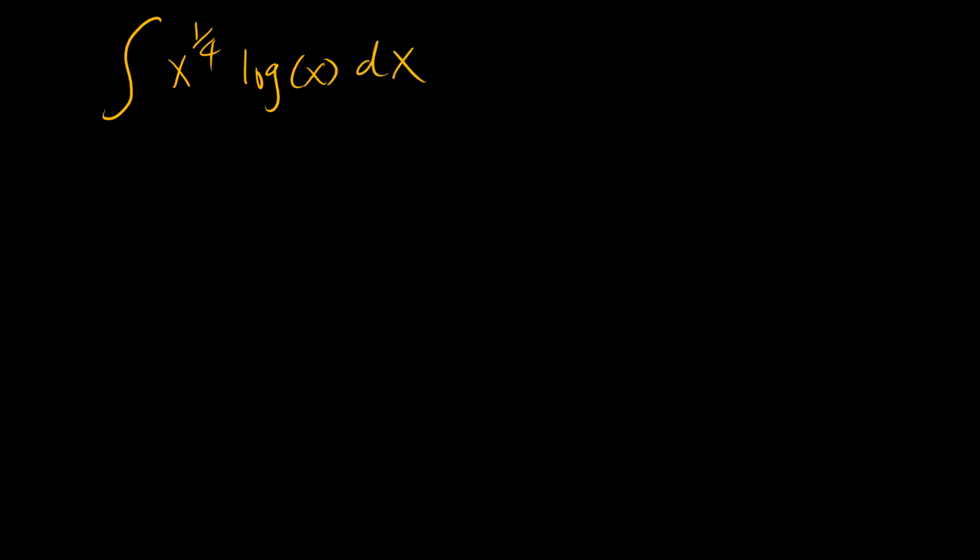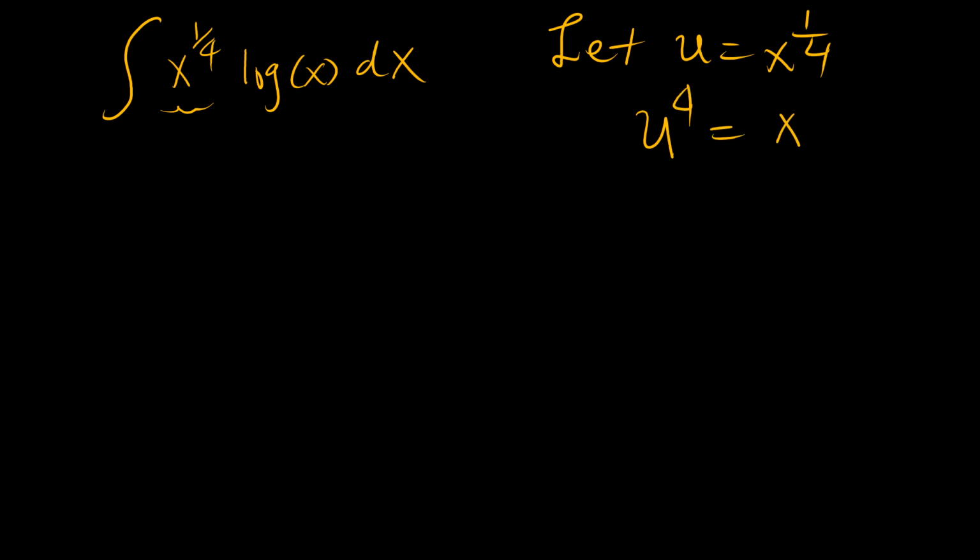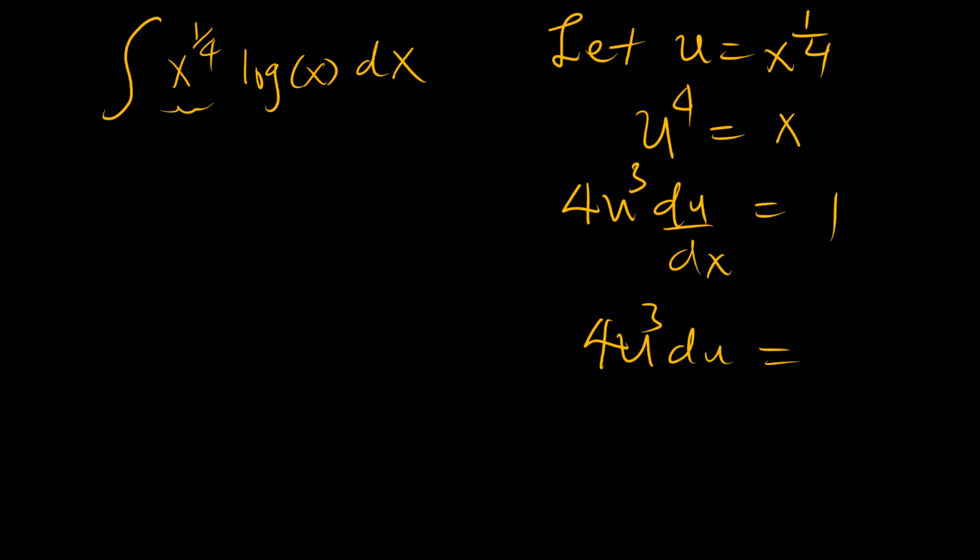And as always, you look at the complicated expression or function and then try to substitute for it. So I like using u, so I'll just say let u be equal to x to the power quarter. And that means that u to the power 4 is equivalent to x, and so 4u to the power 3 du/dx is equal to 1. And so we can substitute 4u to the power 3 du for dx, right?